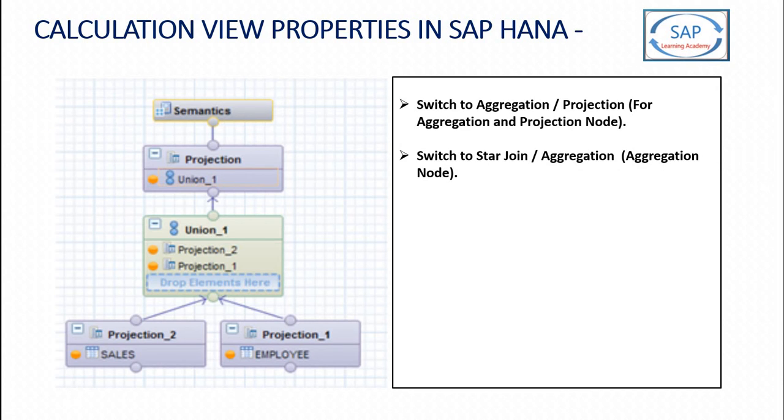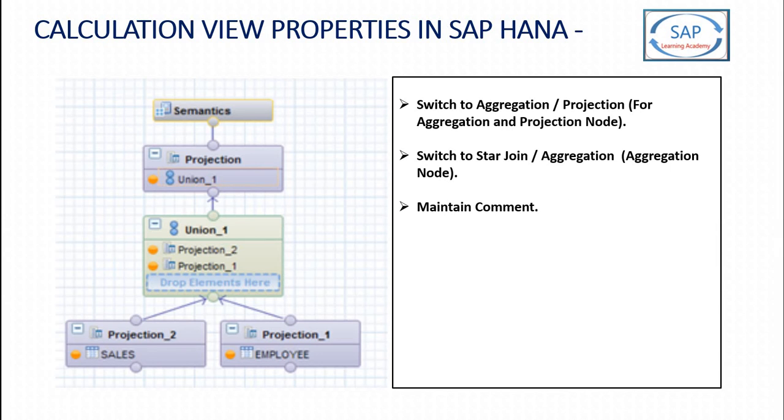Feature number 2 is switch to star join and vice versa to aggregation, and it is only applicable to aggregation node. Suppose you have an aggregation node up here, and you want to make it a star join calculation view. You want to change the modeling. Simply you right click on it and you can switch to star join. Or if you have any star join node, then you can easily switch to aggregation node.